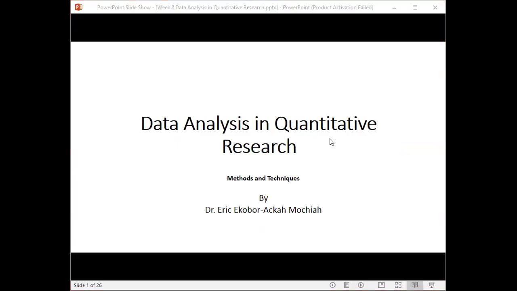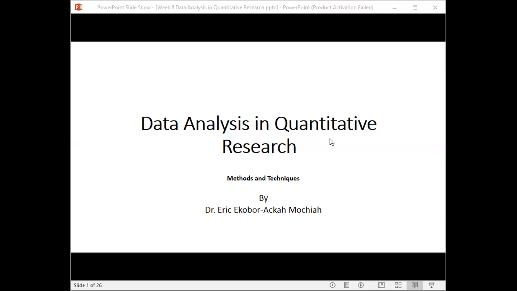Okay, so let's continue with data analysis in quantitative research. As I said, the focus will be a bit skewed towards quantitative research because of course economics, whatever the topic you have, will have to be quantitative in nature, right? So let's focus more on how to do your analysis in quantitative research.